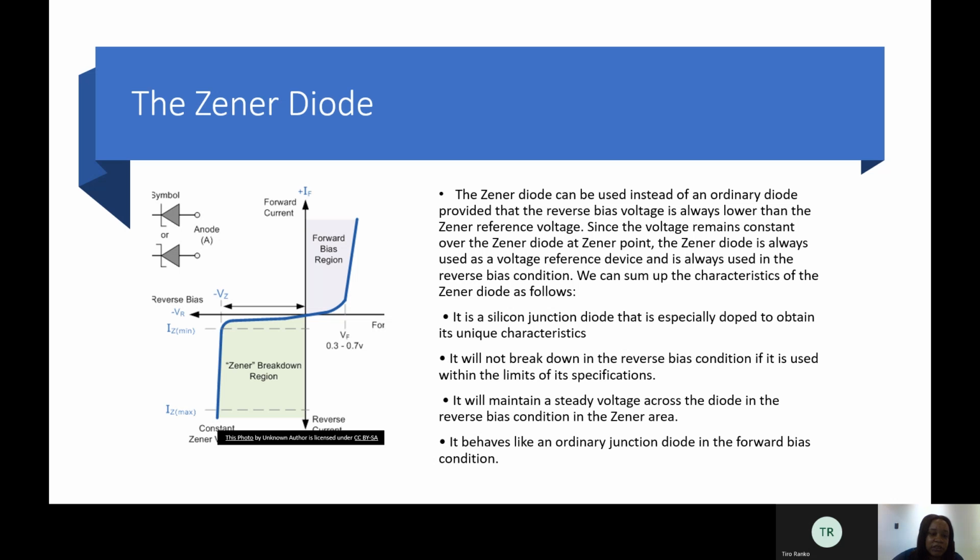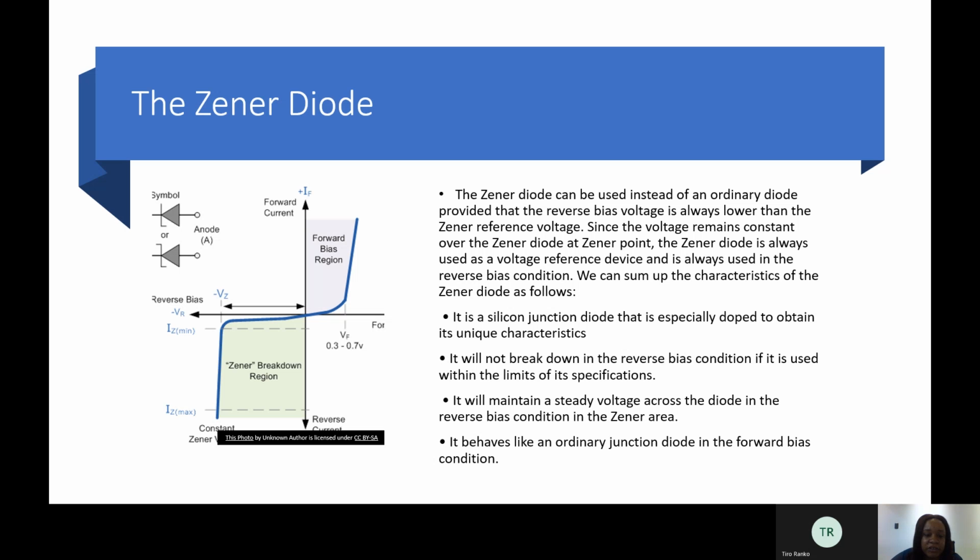The symbol for the Zener diode you can see on the screen, on your left-hand side, sorry. You have two symbols you can use to represent the Zener diode in a circuit. One has a Z, and the other has an L shape representing the cathode side.